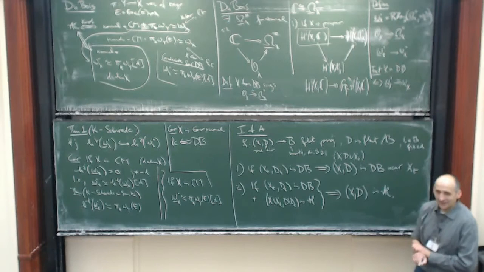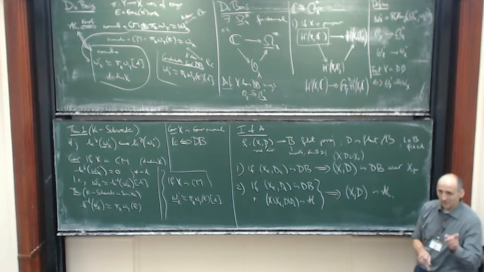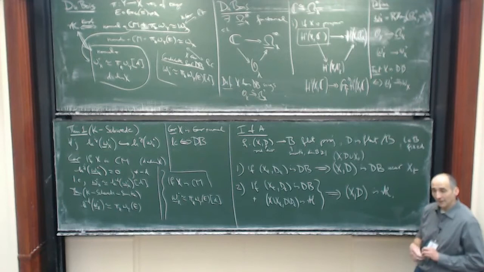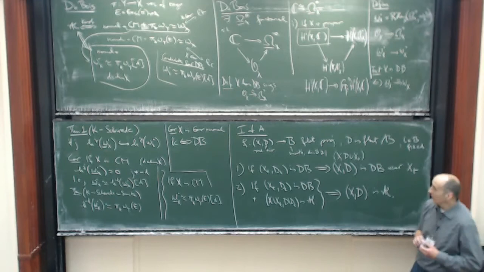So the second statement is actually a joint result with Patrick Graf: if X is Gorenstein, then being a Du Bois pair implies that it's log canonical. Yes, so that's also true. Yeah, so you're saying K_X. Right.